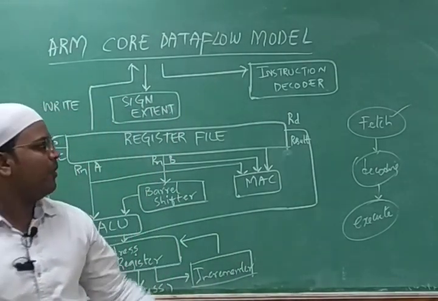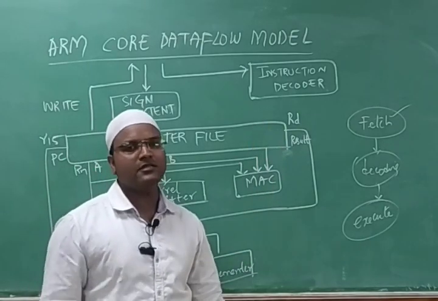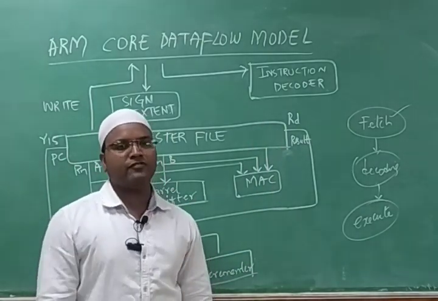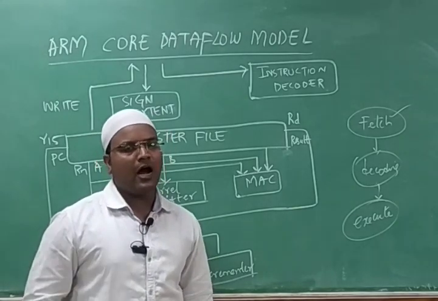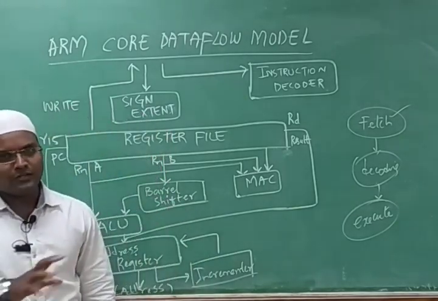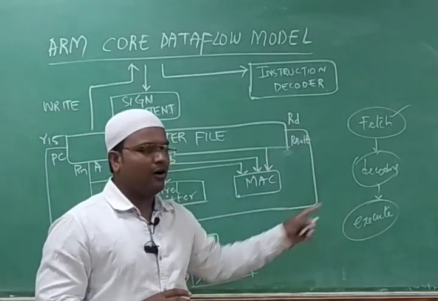So basically, when you want to design the ARM kind of processors, you are seeing different types of ARM processors: ARM 5, ARM 7, ARM 9, ARM 11. Different types of ARM processors we do have. So all are going to perform these particular operations.